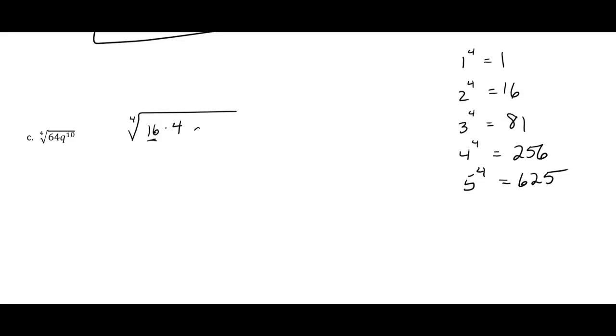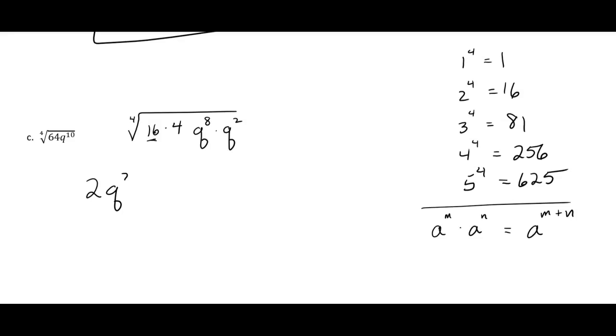All right, and then we have q. You could say q to the 8th times q squared. Okay, so remember the rule for exponents. If you have a to the m times a to the n, that equals a to the m plus n. So my 8 and 2 add up to 10, and that's why I can write it that way. All right, so the 4th root of 16 is 2. That's coming out. And then I'm going to have q squared.